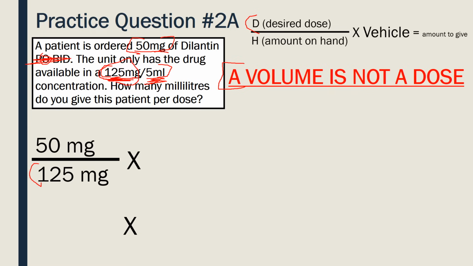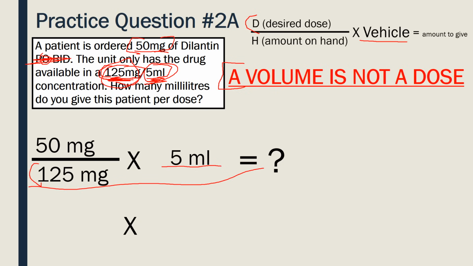Now the vehicle. The vehicle is a little bit different than the last question we did, where it was simply tablets or capsules. That's an easy way of doing it. But this is milliliters, and that's what we're going to put under this vehicle section where we multiply by the vehicle. We're going to put 5 milliliters. That's where this 125 milligrams is in the 5 milliliters of fluid. So now let's do this math and solve this question.